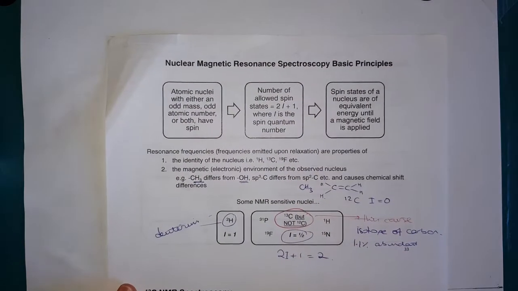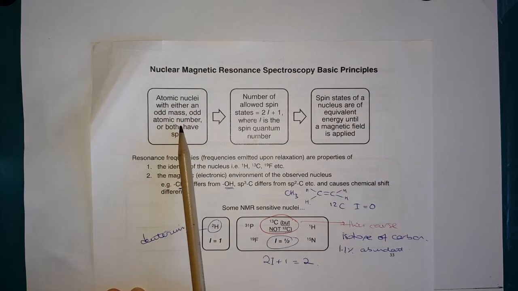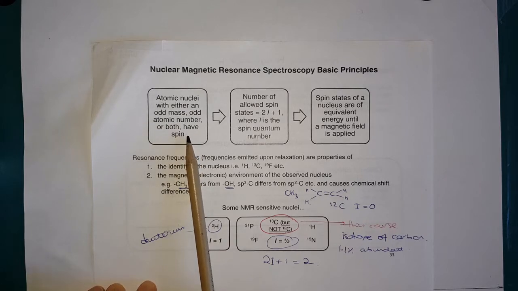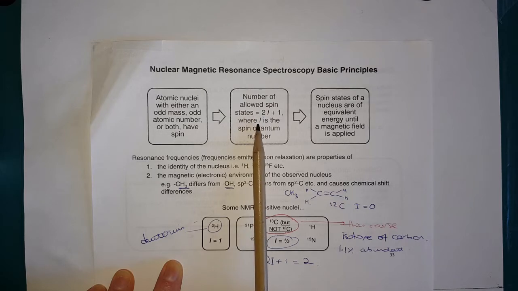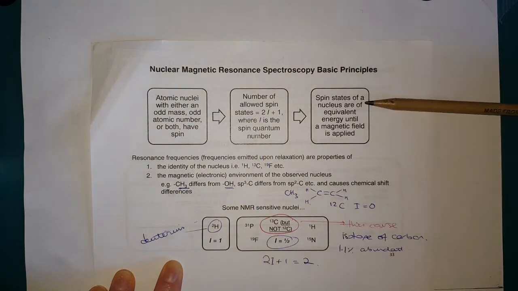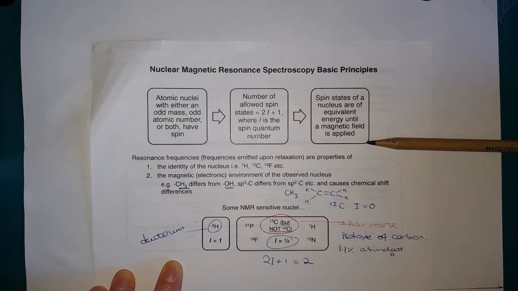So let's talk a little bit more about these basic principles. How do we know if something has spin? Well, atomic nuclei with either an odd mass, an odd atomic number, or both have spin. And we can define spin by a spin quantum number, which is termed as I. And the number of allowed spin states which a nucleus has can be calculated by multiplying the spin quantum number by 2 and adding 1 to it. And just to recap what I said on the previous page, the spin states of a nucleus are of equivalent energy until we apply a magnetic field.